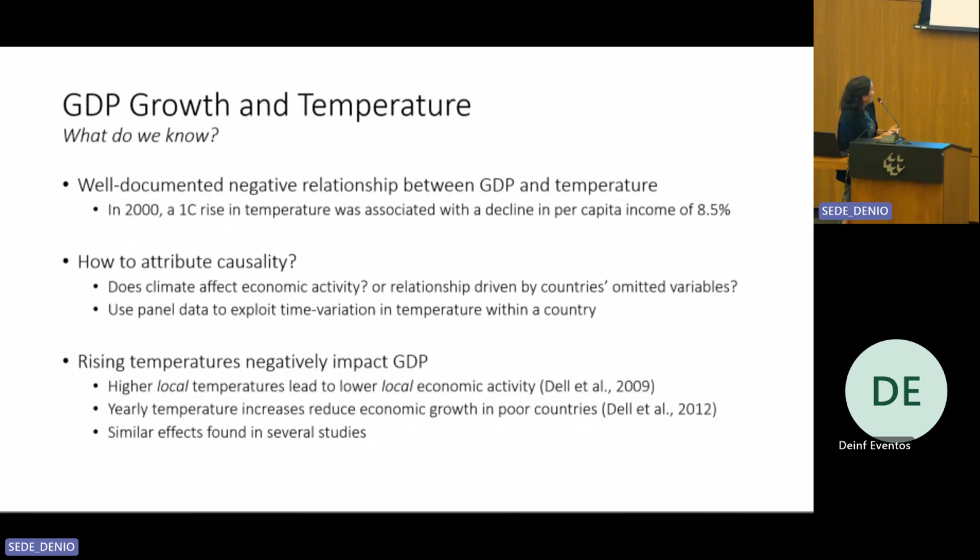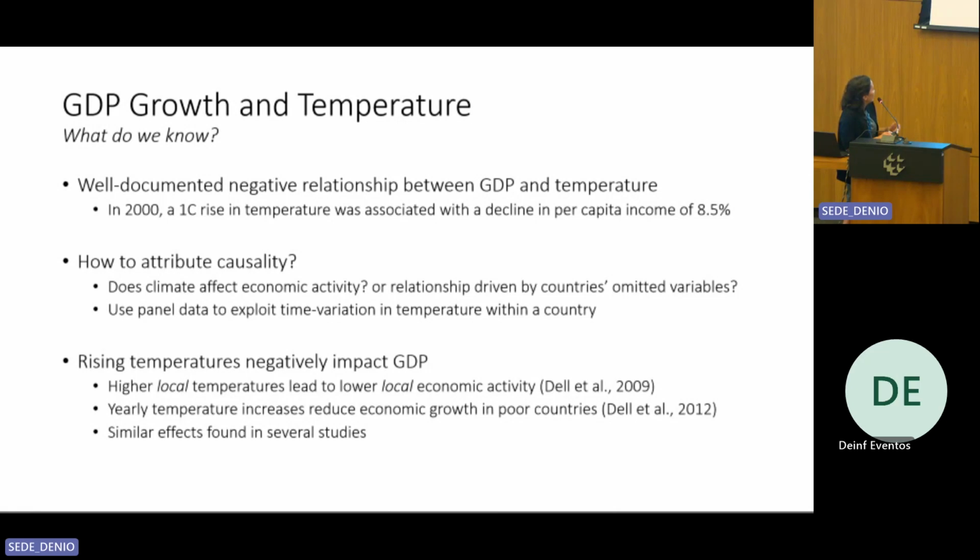And usually, how has the current literature dealt with this challenge is, as Chad said, by relying on panel data that exploits time variation in temperature within a country. By doing that, they have these country fixed effects that get rid of the cultural characteristics of a country or specific characteristics inherent to a country, and these papers just look at variation over time of temperature. And this literature has actually been successful at attributing causality and showing that rising temperatures indeed lead to a negative impact on GDP.